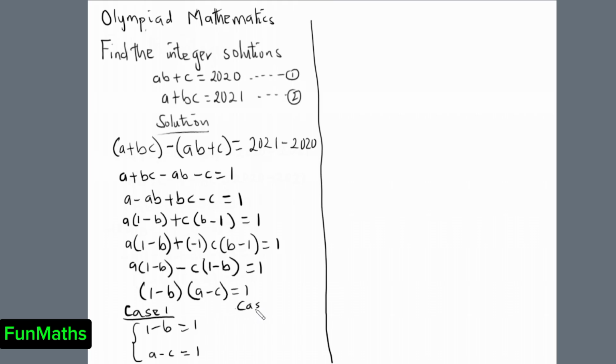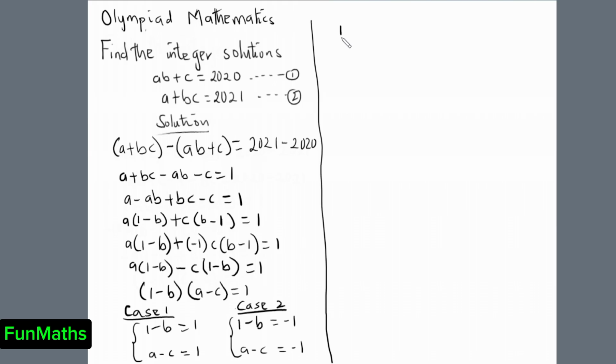Case 2 is when 1 minus B is equal to minus 1, and A minus C is equal to minus 1. Minus 1 times minus 1 is 1. So, based on these 2 cases, we'll be looking for the values of A, B, and C.